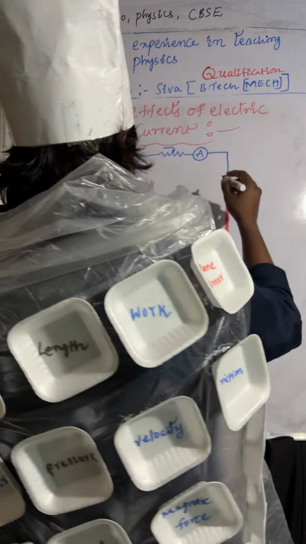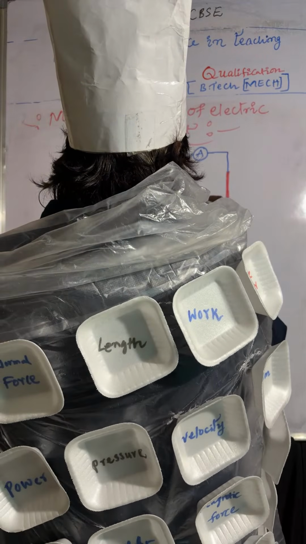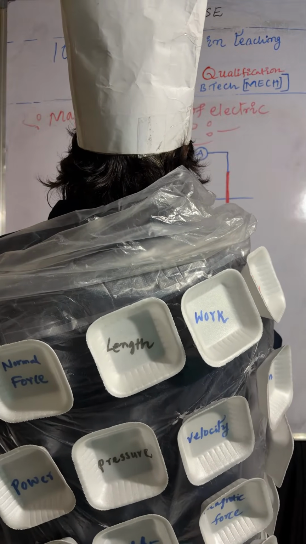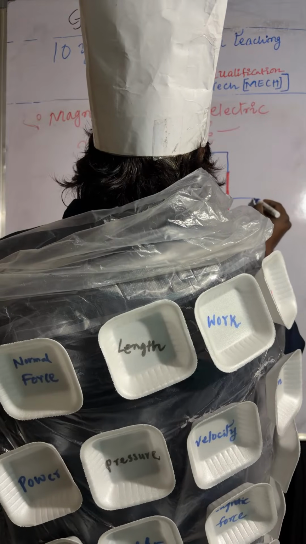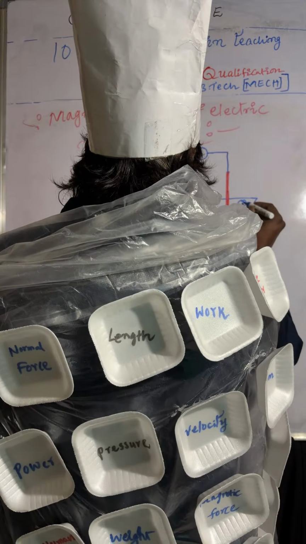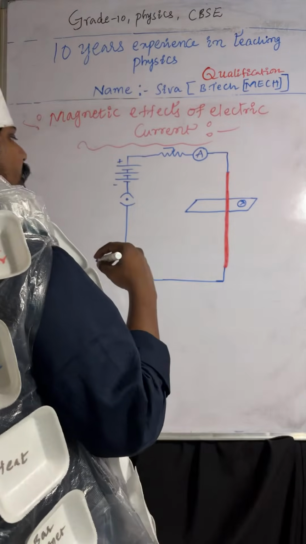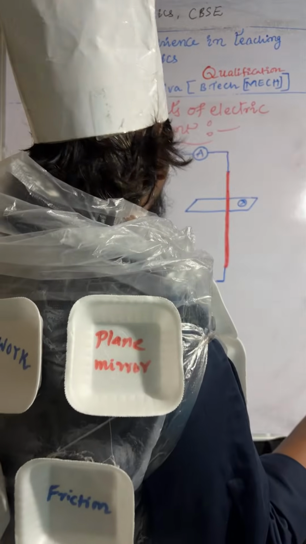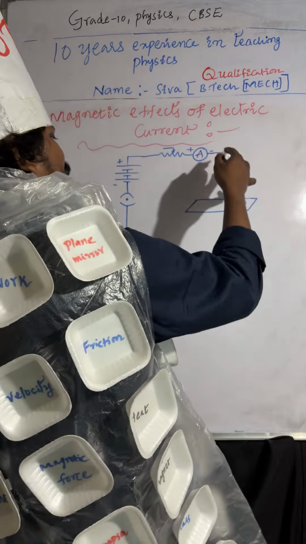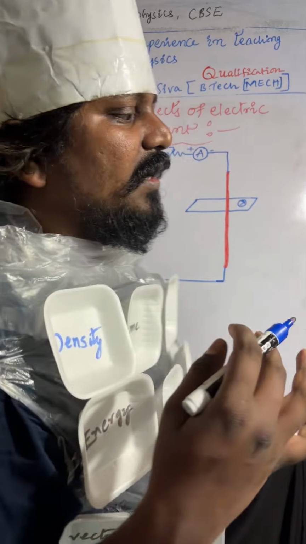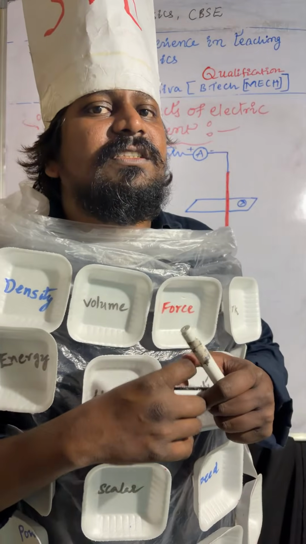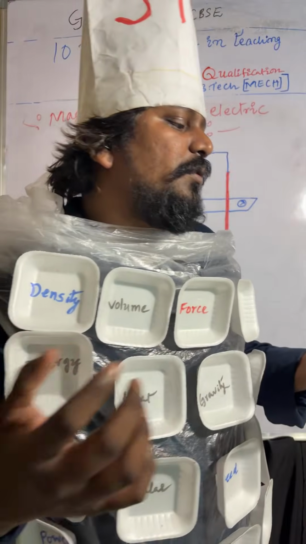So around this, the magnetic field will be produced like this. This is the cardboard. If you place the compass over here, we can identify the magnetic field direction. Understood or not? So this is a straight long copper conductor. When the current is passing through the conductor, it behaves as a magnet. Magnetic field will be produced around it.